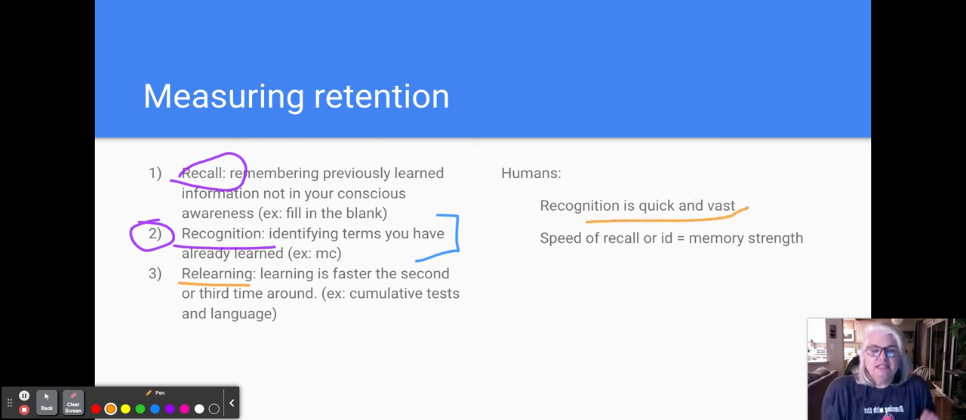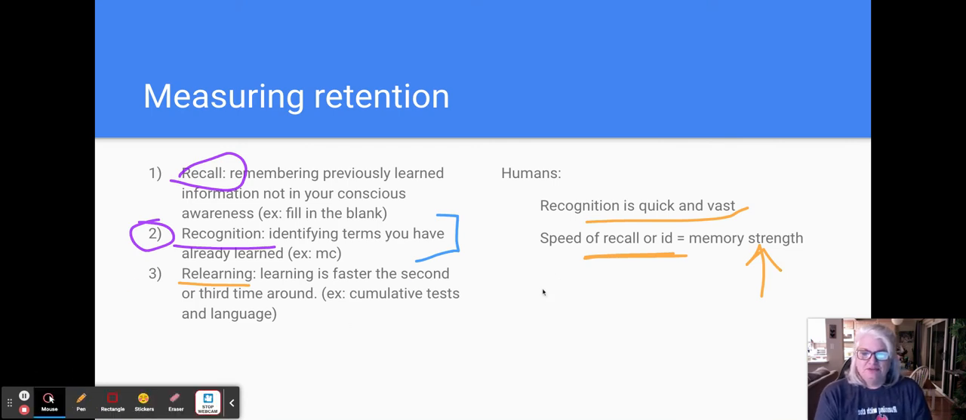Humans have a really amazingly quick recognition speed. So we can recognize things that we've learned in the past. And as of right now, we have not hit the limit of our learning. I would actually argue that our learning capacity is infinite. So just think about that. You're never going to run out of learning space. You might run out of focus, you might run out of energy, but you are not going to run out of the ability to learn. The speed of recall, or ID, actually indicates your memory strength. So the faster you can recall something or identify something, the stronger that memory is.